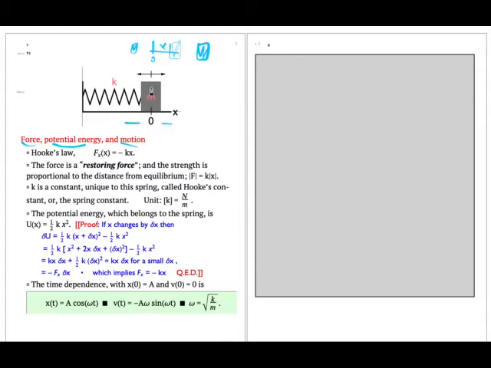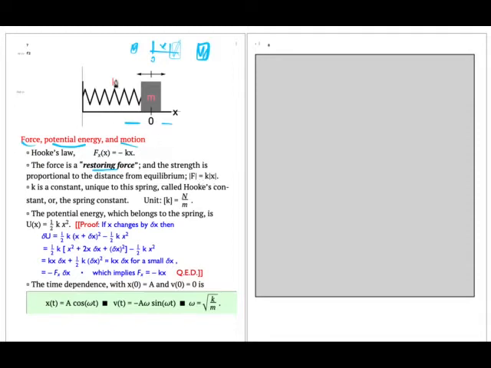So again, it's a restoring force. If I move it to the left, it's pushed back to the right. It's always pushed back towards the origin, towards the equilibrium point where the spring is neither stretched nor compressed. So that's called a restoring force. And the strength is proportional to the distance from equilibrium. So the strength of the force, that would be the absolute value of F, is k times the absolute value of x, the displacement, that's the distance.